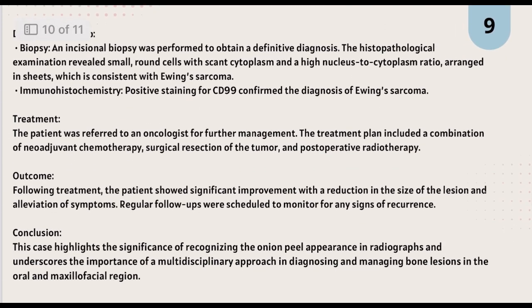Diagnosis was done by biopsy. Biopsy was performed histopathologically, and then immunohistochemistry was done, which confirmed that it is Ewing's sarcoma. Along with the radiograph, which showed the onion peel appearance, it was diagnosed as Ewing's sarcoma.